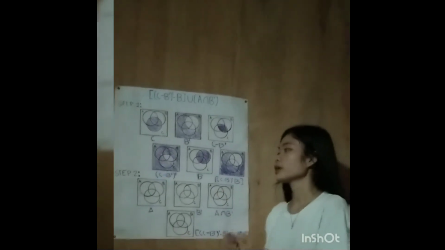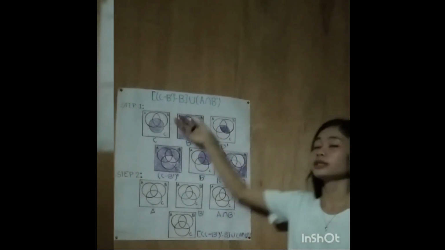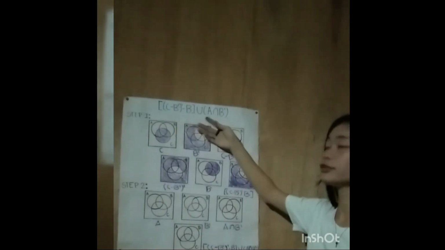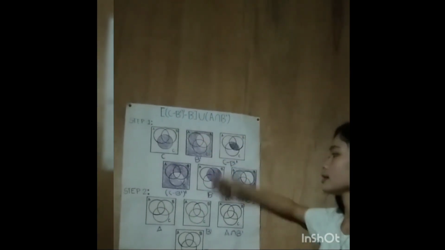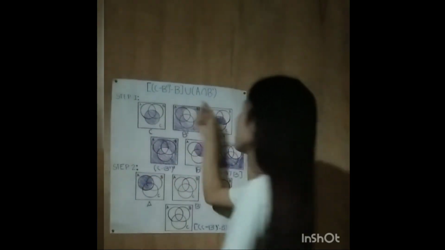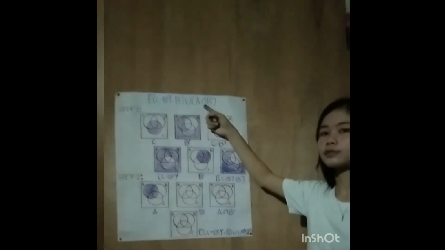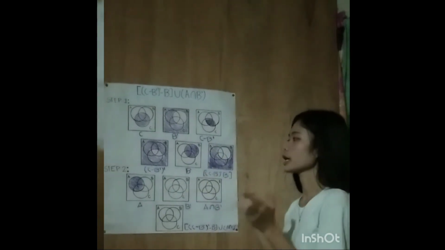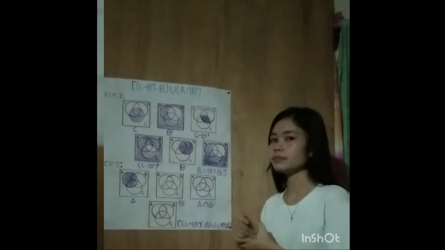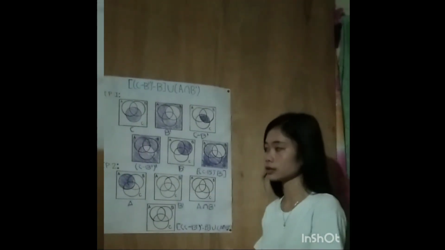So, since we are done with step 1, we will now proceed to step 2. As you can see, we need to make the Venn diagram of set A. So, of course, we will shade the circle A. Then, the B prime. As I've said earlier, we need to shade every part of the Venn diagram except the B because we don't need to shade the circle B.